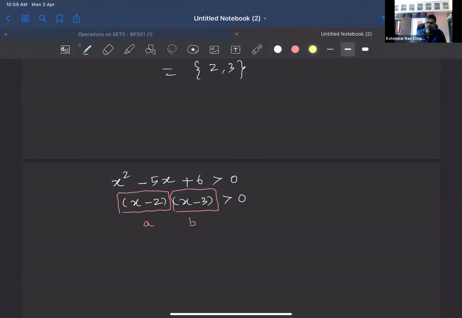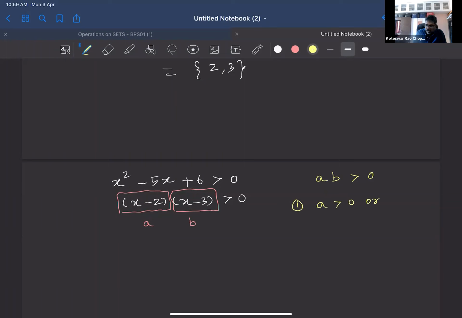What kind of situation are we in now? You have a product of two quantities. We are saying their product should be positive, greater than 0. And A and B are real values, right? A and B are taking real values. So now, when is the product of two real numbers positive? What are the possibilities? Both of them can be positive numbers, or both of them can be negative numbers. Very good.